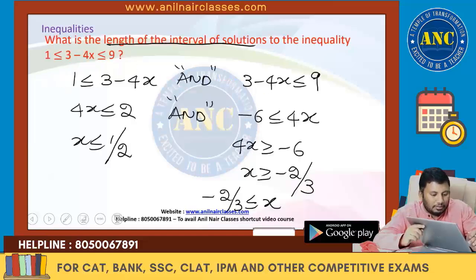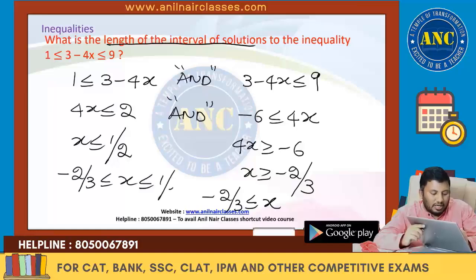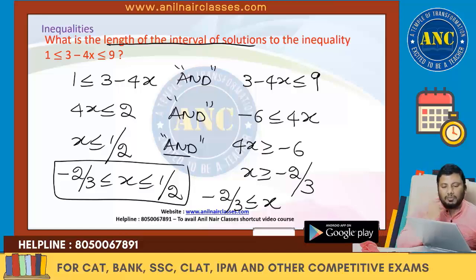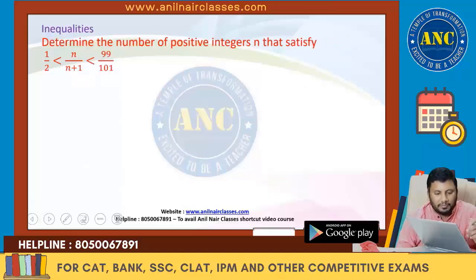So first is minus 2 by 3 less than or equal to x less than or equal to 1 by 2, and the condition is the intersection of these both. I hope the idea is clear. 4x less than or equal to 2, x less than or equal to 1 by 2, minus 6 less than or equal to 4x, x greater than or equal to minus 2 by 3, minus 2 by 3 less than or equal to x. So intersection. Next one.